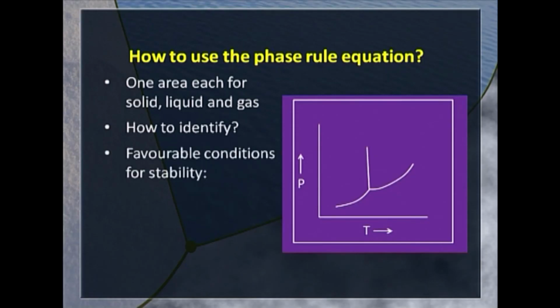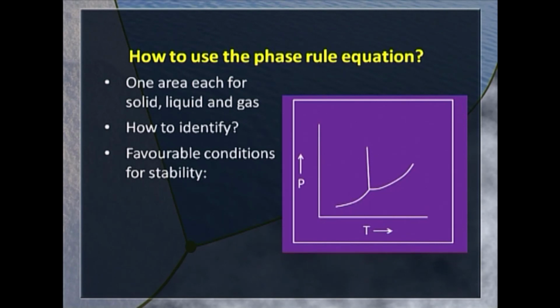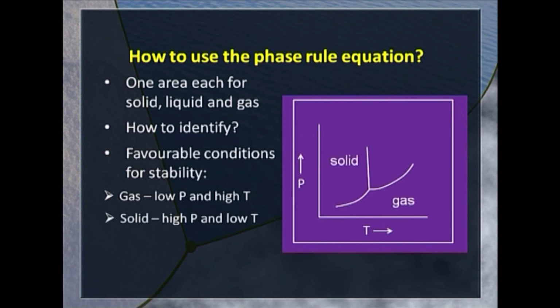We know the favorable conditions for stability. If you take a gas and you compress it, it becomes a liquid. You may have to decrease the temperature as well. Therefore, the condition for a gas to remain in stable condition, the temperature is high and the pressure is low. If you increase the pressure and decrease the temperature, it is likely to become a liquid, and further compression may lead to solidification. Therefore, high pressure and low temperature favors the solid phase.